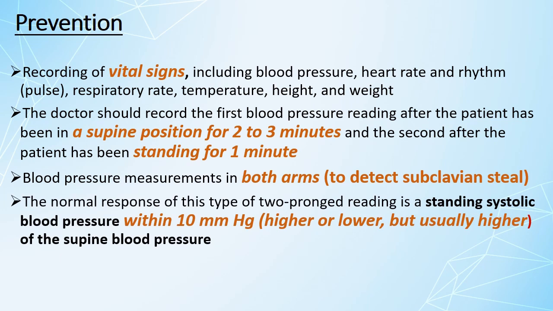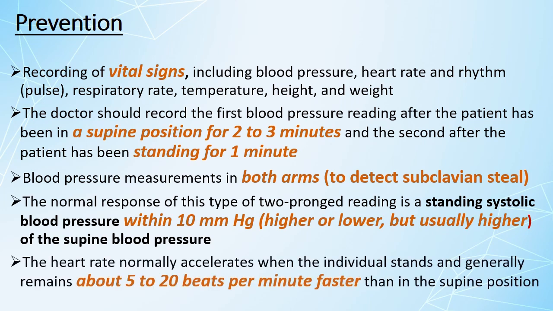And what happens after recording the blood pressure? The observation is that standing systolic blood pressure is usually within 10 mm Hg. It is higher or lower, but it's usually higher than the supine blood pressure. And the second thing is the heart rate normally accelerates when the individual stands, and it's usually about 5 to 20 beats per minute faster than in the supine position.